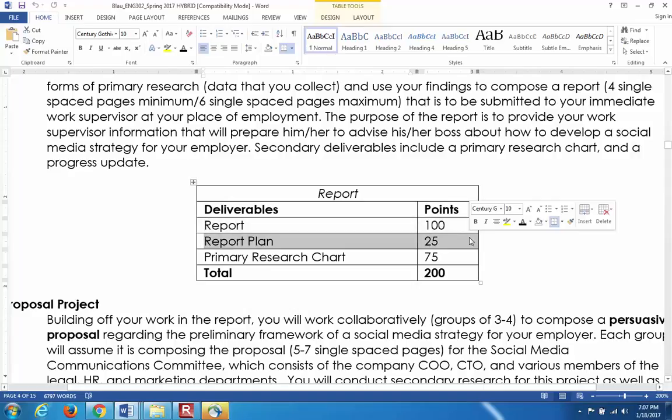To help you achieve that report, you're going to do the report plan, which is formatted as if you were sending a business email, but it will be submitted to Blackboard. And then to help you gather your research for your report, you will conduct primary research and organize it in the primary research chart. So hopefully that helps you to understand what the report unit is about.